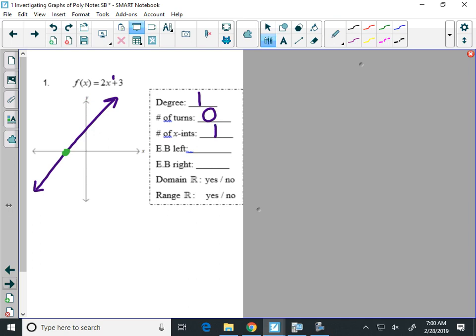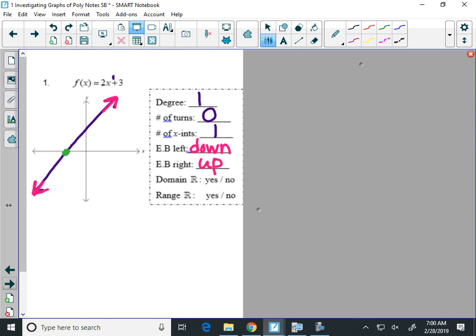Now the EB stands for end behavior in this investigation. End behavior on the left. So where is the arrow on the left side of the graph going? And that arrow is going down. So we're just going to be using the words down and up for this investigation. The end behavior on the right is going up towards positive infinity.